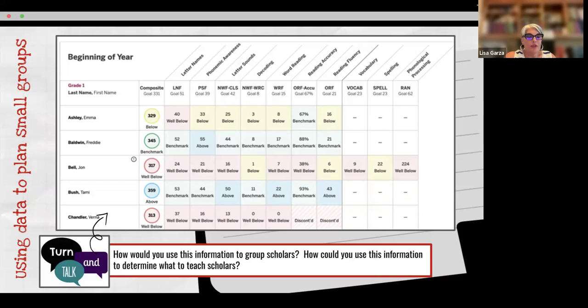Again, I just want to make sure that I reiterate that this information can be used in a variety of ways to plan for small group instruction. This data can be used to form small groups of scholars who have similar needs. For example, scholars who may need support with naming letters could be grouped together for support in that area, while scholars who have mastered that skill but need support with blending could be grouped together.